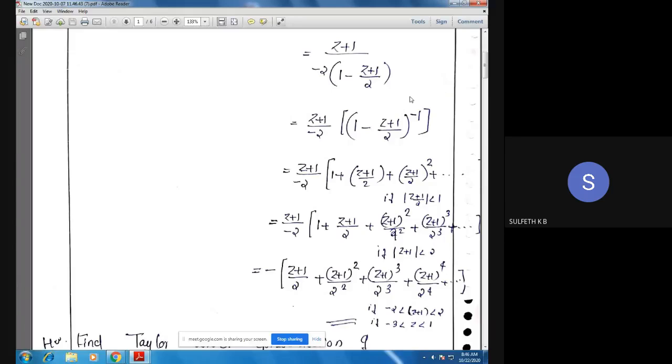If we have the formula for (1 minus z) raised to minus 1, we have the condition that modulus of z less than 1. Then in terms of z, we have (z+1)/2. Therefore, the condition will become modulus of (z+1)/2 less than 1.